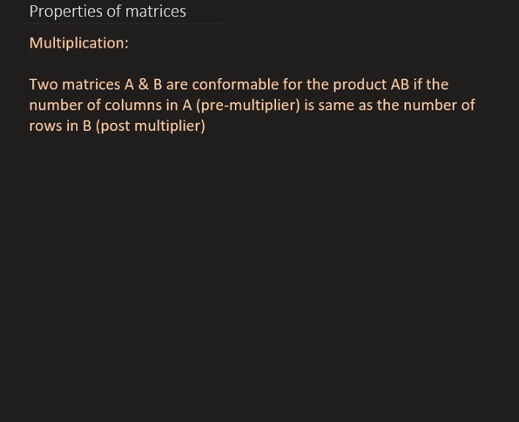Hello, today we are going to discuss some properties of matrices, and particularly the multiplication property of matrix. Suppose you have two matrices A and B which are conformable for the product AB if the number of columns in A is the same as the number of rows in B.